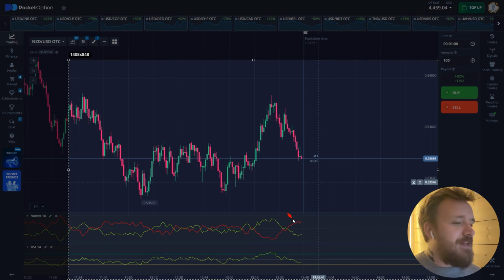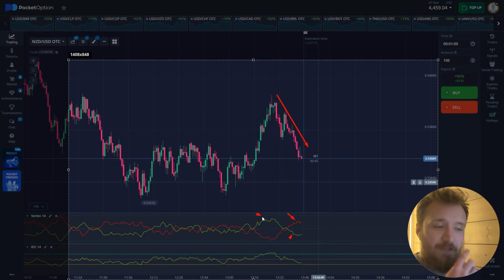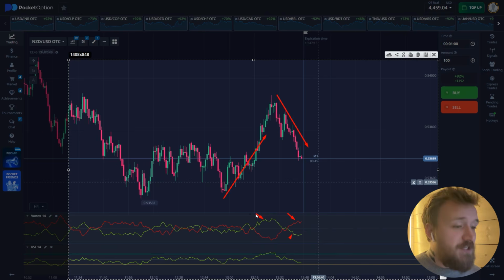See, right now the red line is above the green, and there's a drop on the chart. Also notice that when the green one was above the red, we saw growth. So when the trend changes and the green line drops below the red, a downward movement forms.